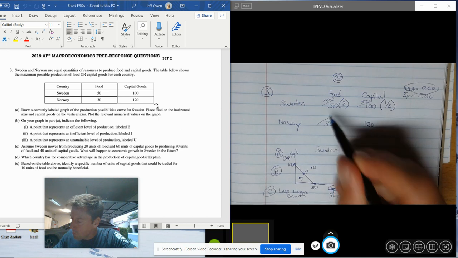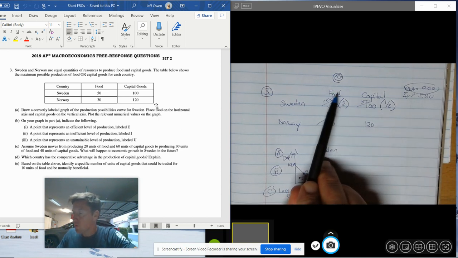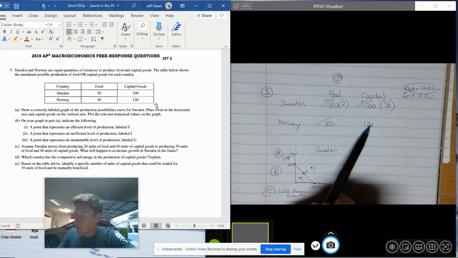All right, so same thing again. When I want to figure out the opportunity cost of 1 unit of food, I'm going to put the opportunity cost over.